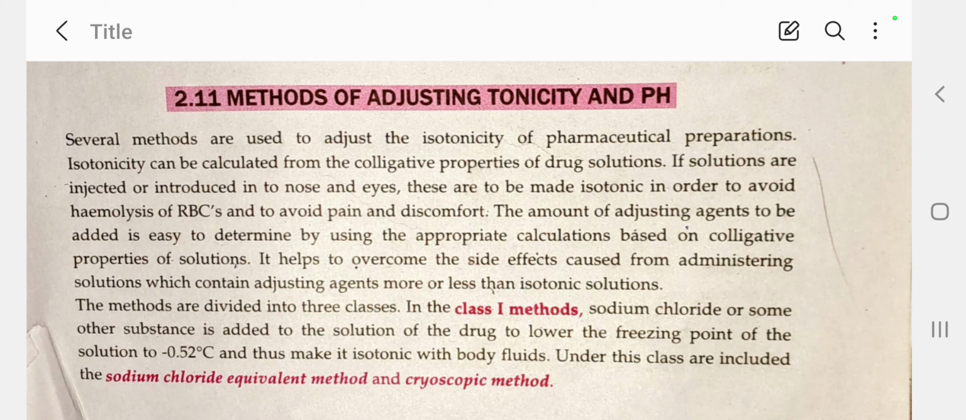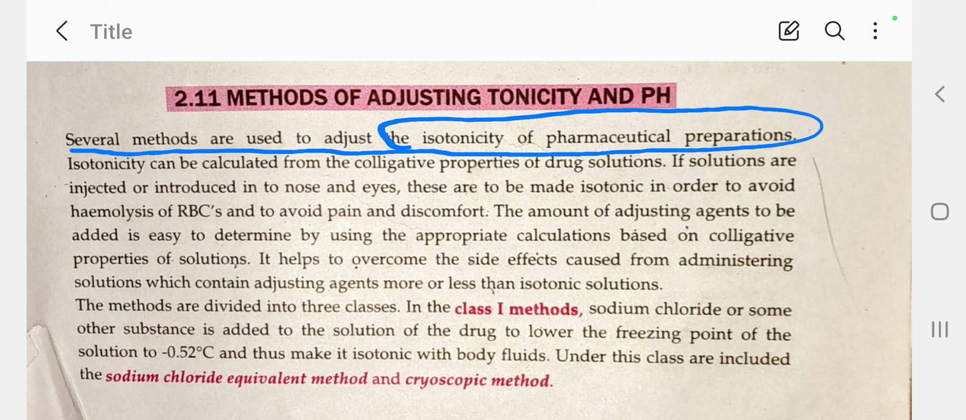From the continuation of acid bases buffer, we'll continue one more subunit of the methods of adjusting tonicity and pH. This is a most important topic, and from this topic we can also use the calculation method to adjust the tonicity and pH. Before going to that calculation method, let's see what are all the methods used to adjust the tonicity and the pH. There are several methods used to adjust the isotonicity of pharmaceutical preparation.